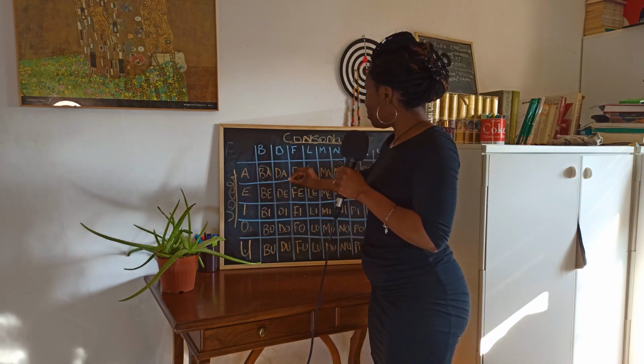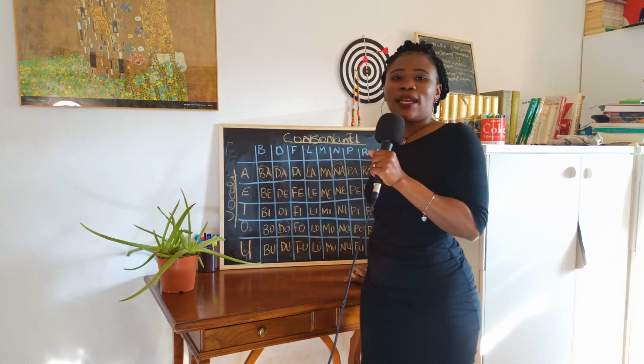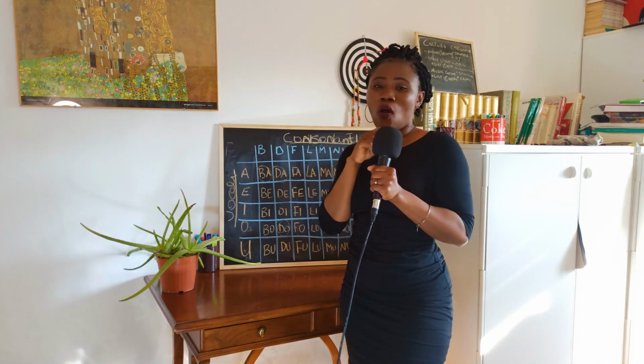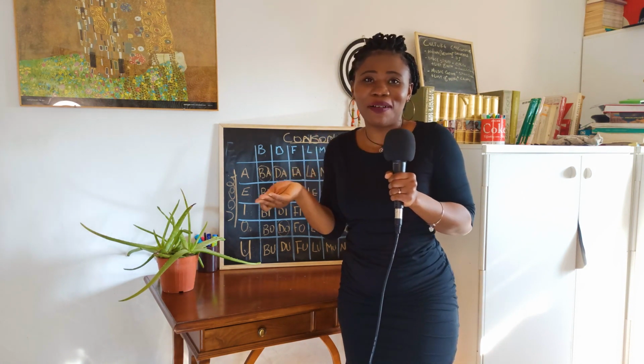Okay? If, for example, I want to circle another thing, what else will I circle? I will circle da, do. What is dado? Dado is like a die, or a seasoning cube, Maggi, as we call them in Nigeria, Maggi.